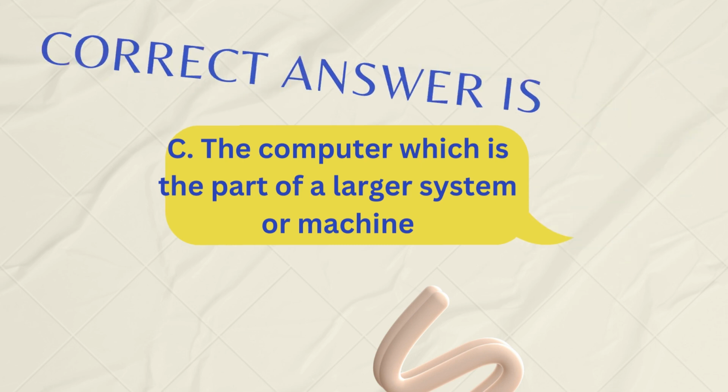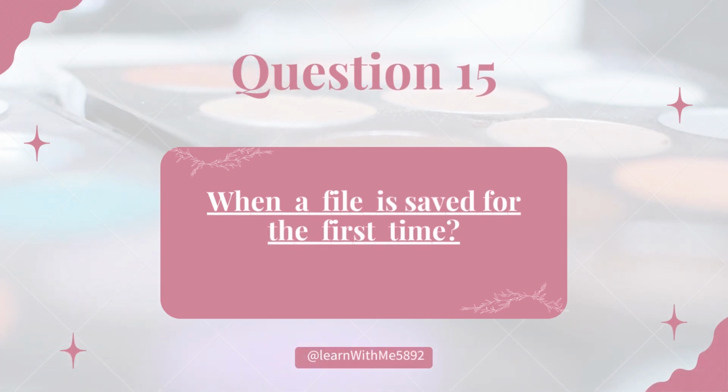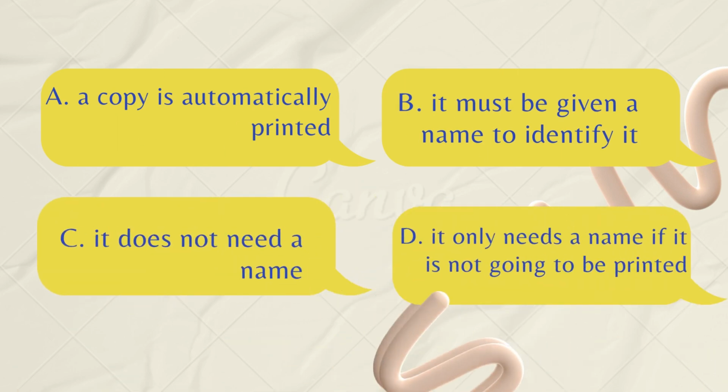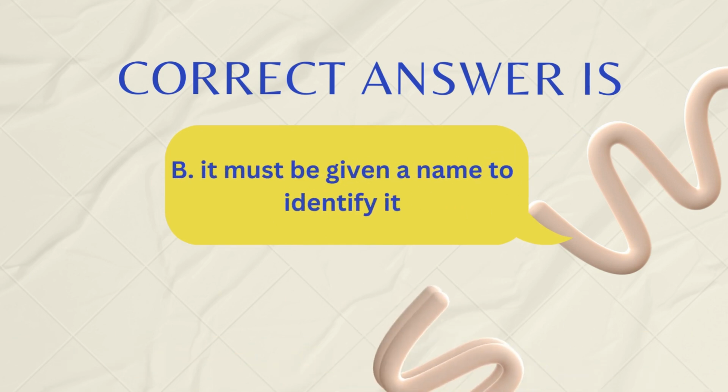Question number 15. When a file is saved for the first time. Option A, a copy is automatically printed. B, it must be given a name to identify it. C, it does not need a name. D, it only needs a name if it is not going to be printed. The correct answer is B, it must be given a name to identify it.